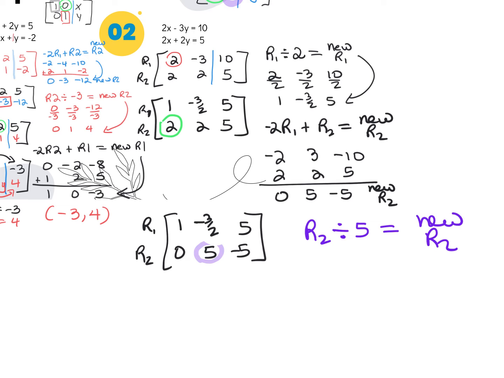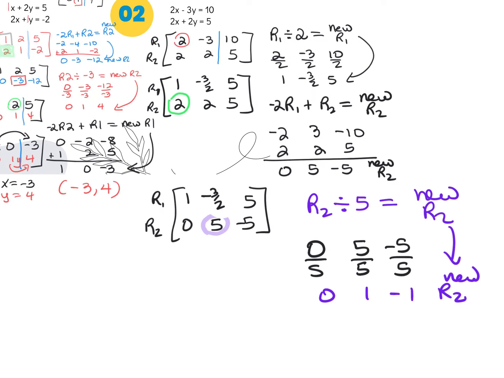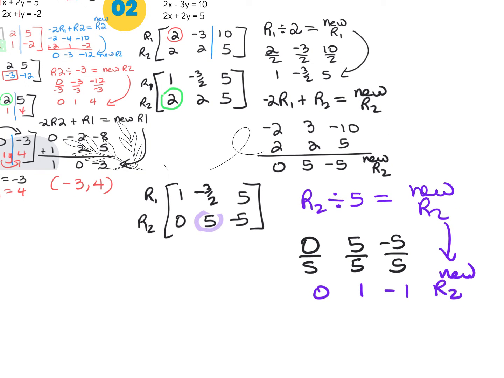Okay, so I'm taking row 2, 0, 5, negative 5, and I'm dividing it by 5. So now my new row 2 is going to be 0, 1, and negative 1. So this is new row 2. So now I'm going to go ahead and rewrite my row 1. So 1, negative 3 halves, 5, 0, 1, negative 1.